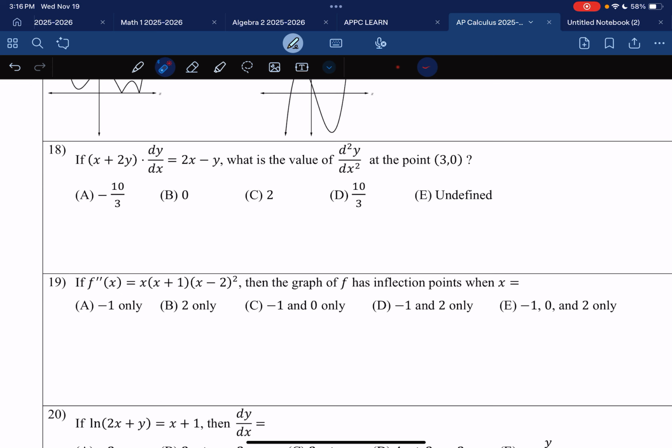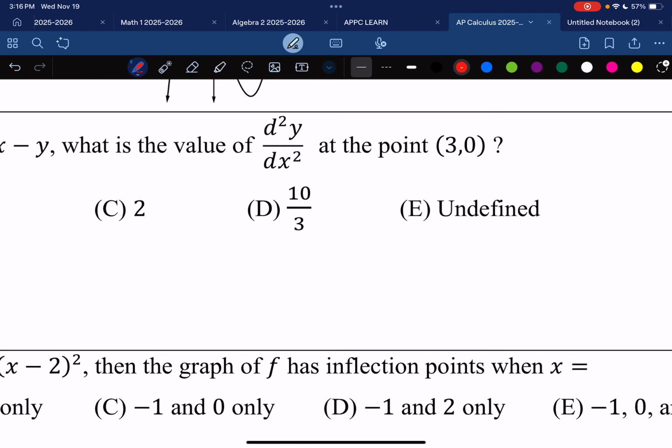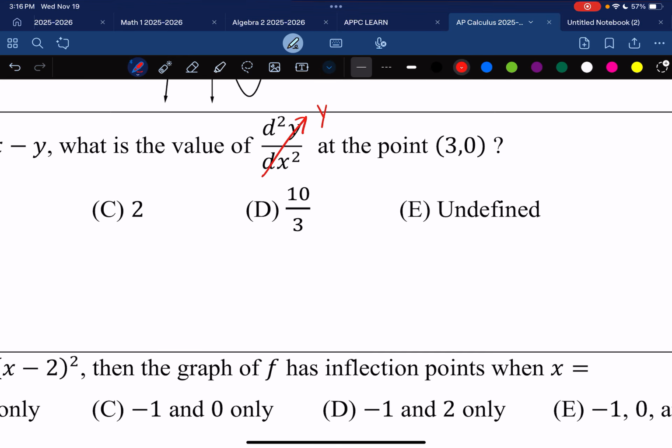All right. Number 18 is rough. It's hard because you're looking for the second derivative. This one is asking for y double prime.